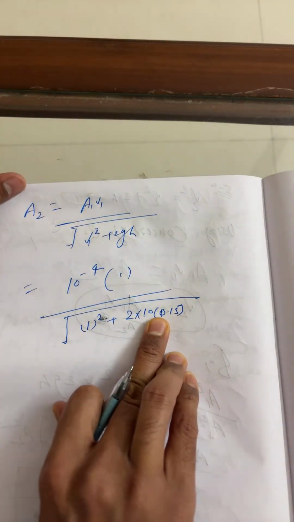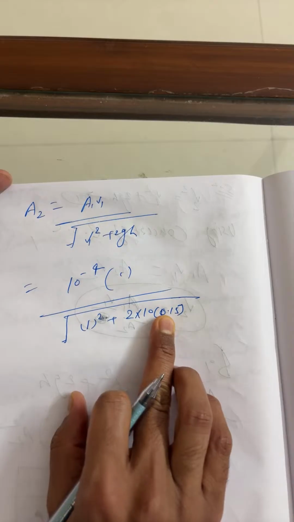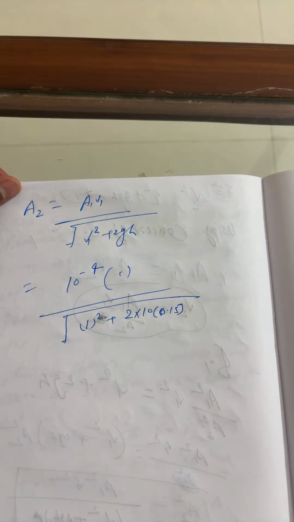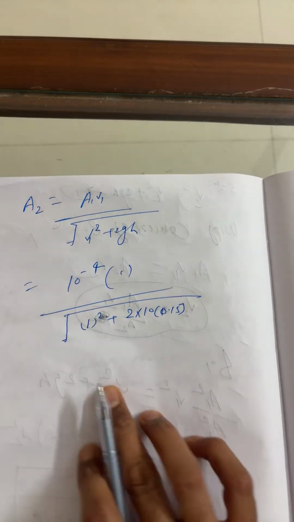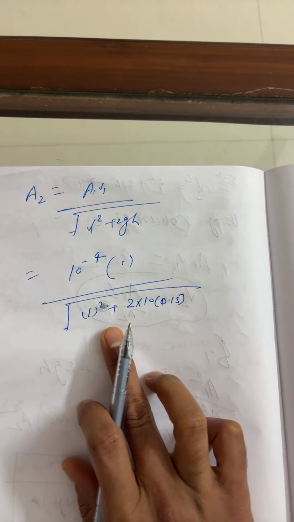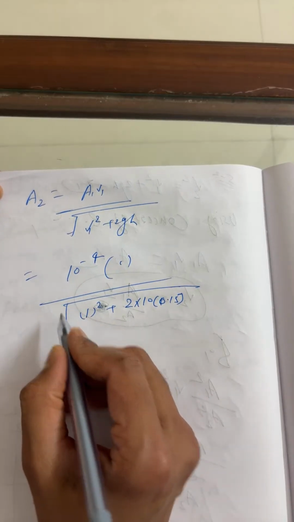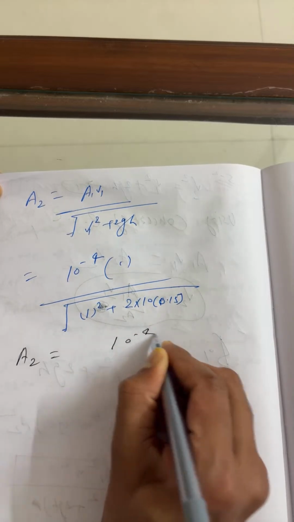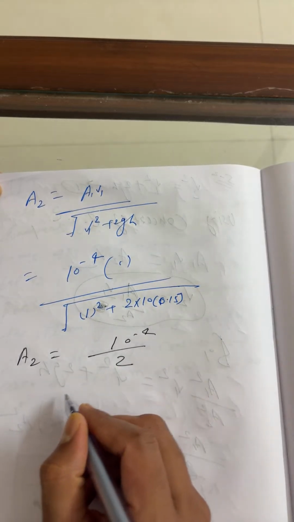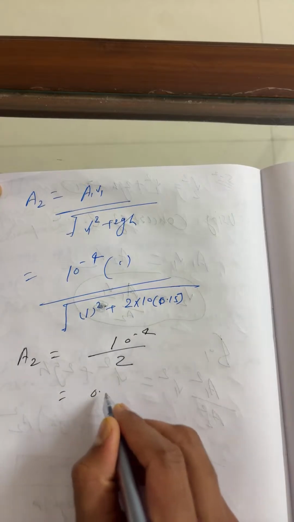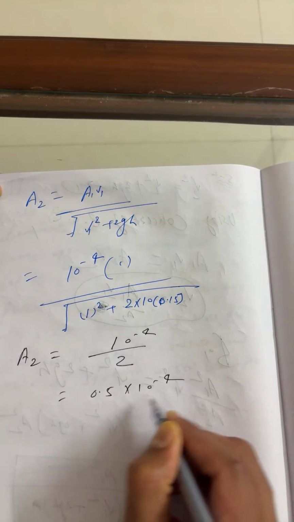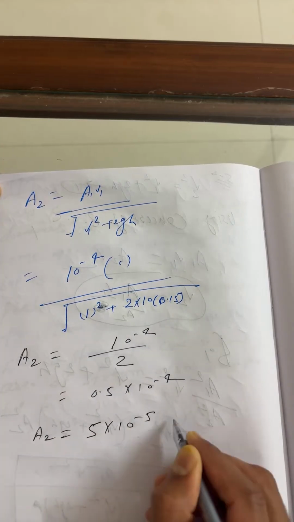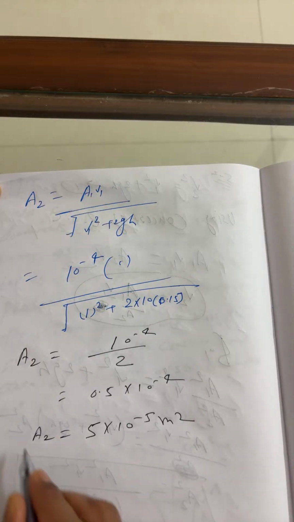0.15, so 2 times 10 times 0.15 is 3 only. So 3 plus 1 is 4, and the root of 4 is 2. So you can write A2 equals 10 to the power minus 4 by 2. This is 0.5 into 10 to the power minus 4, or you can also write 5 into 10 to the power minus 5.